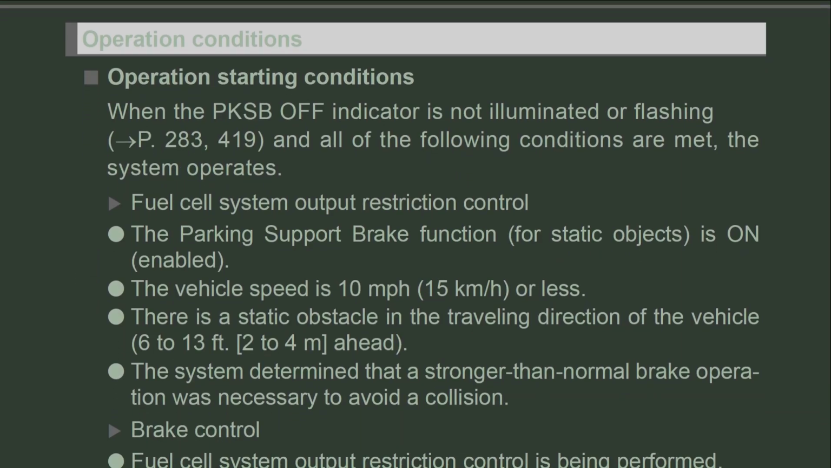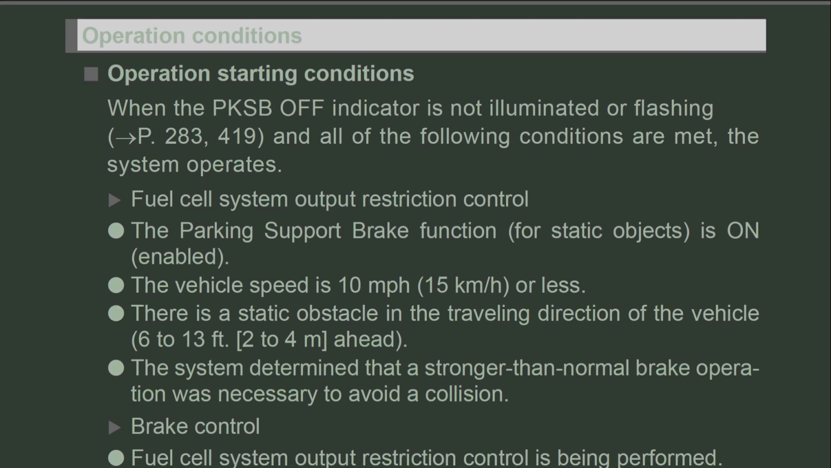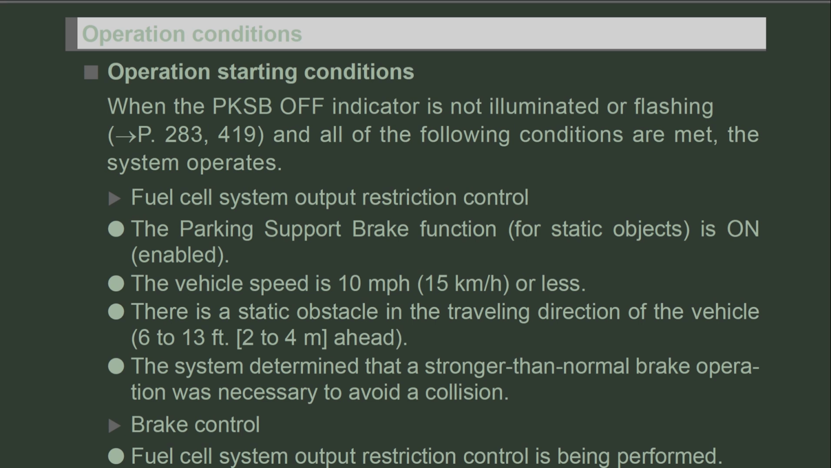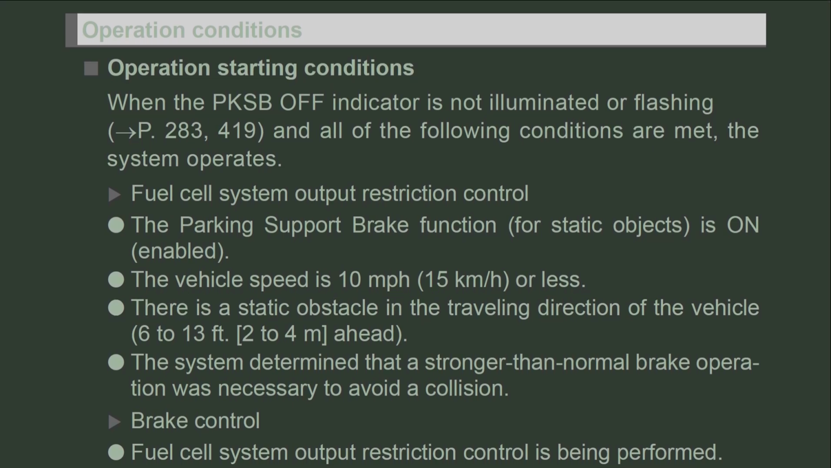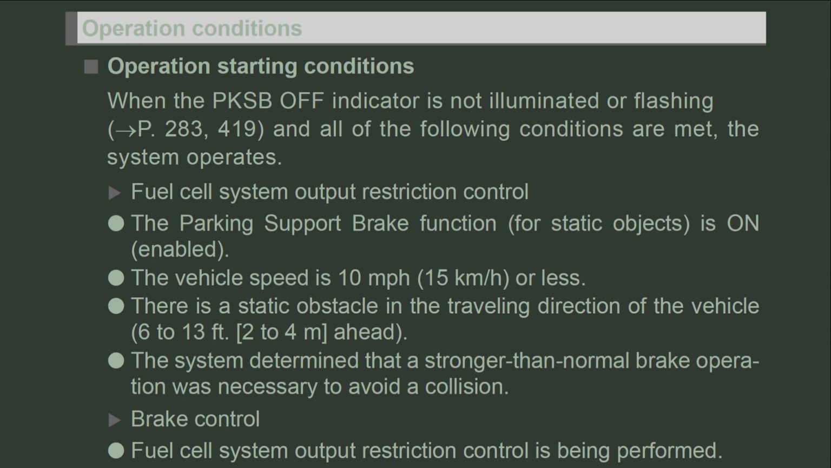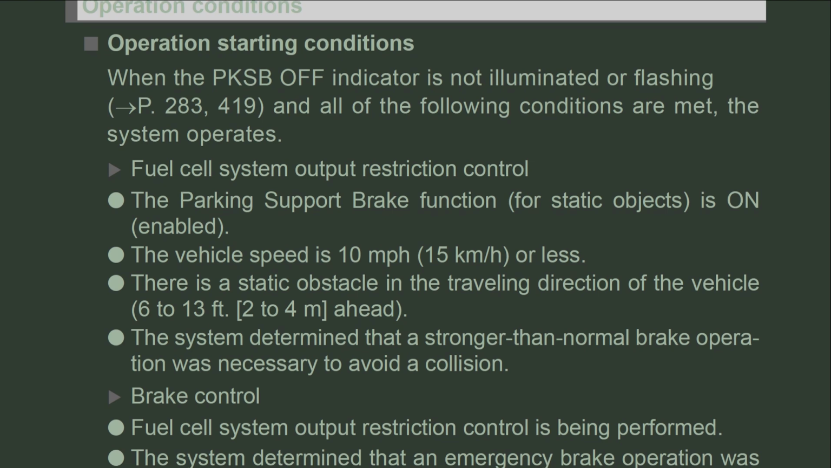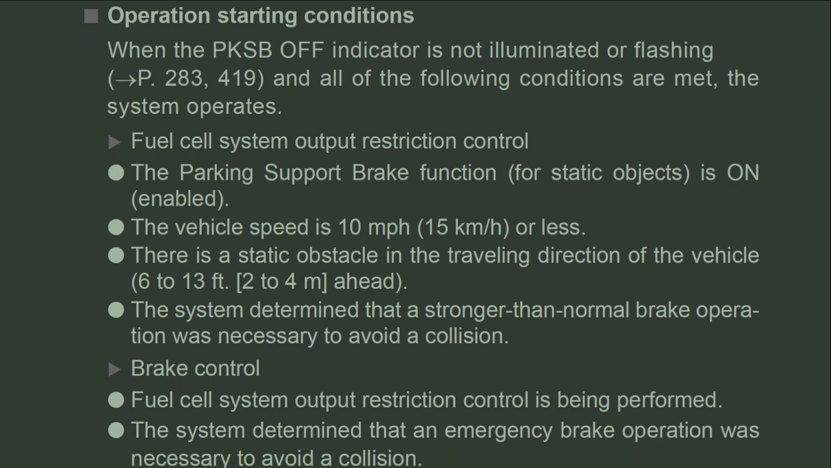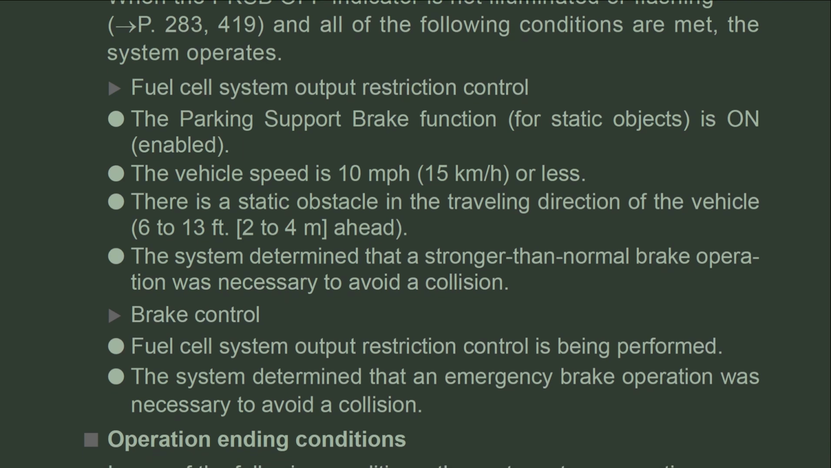Using the driving support systems. Operation starting conditions. When the PKSB OFF indicator is not illuminated or flashing, and all of the following conditions are met, the system operates. Fuel cell system output restriction control: the parking support brake function for static objects is on (enabled).